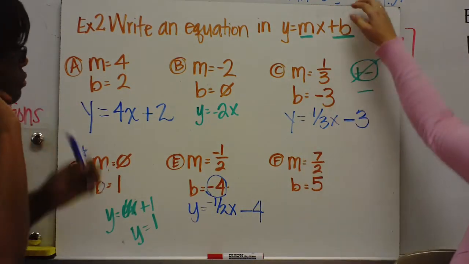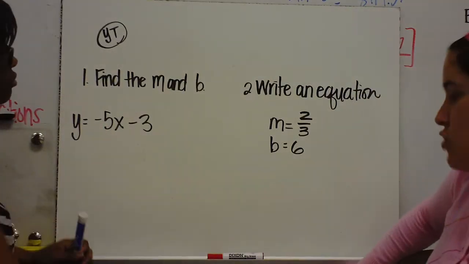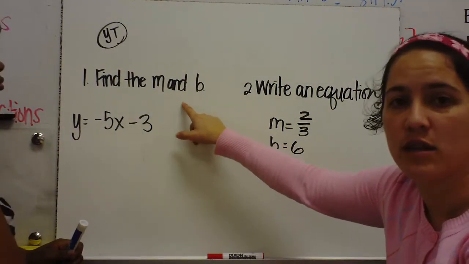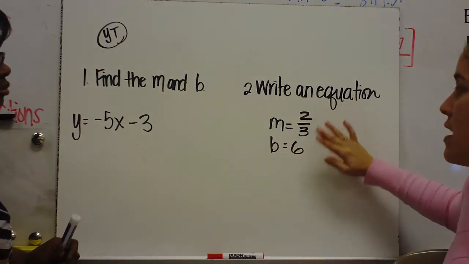So the next slides are the u-tries. Okay, we want you to do these u-tries. This first one says find the m and the b from the equation, and this one says write an equation when given the m and the b.